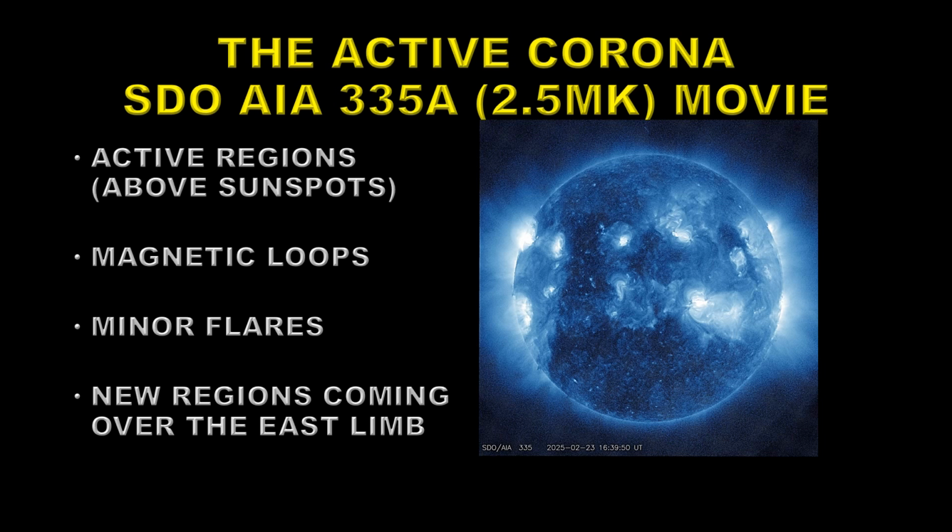You can see minor flares in these regions, and new regions coming over the limb several days in advance. And in fact, if you look on the east limb here, the left limb, you can see 2 new regions have just come over that limb, and there are sunspots associated with them that you may have noticed in the earlier movies.